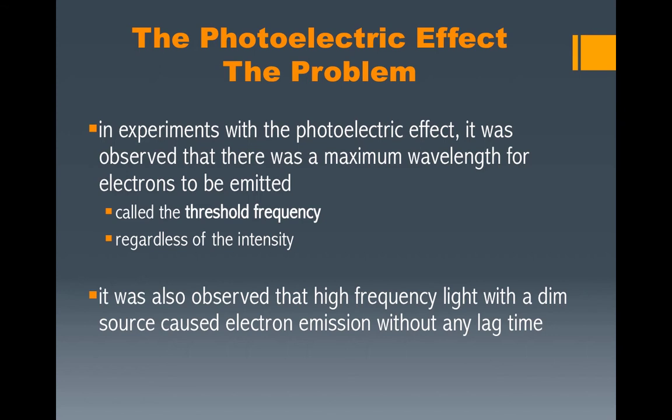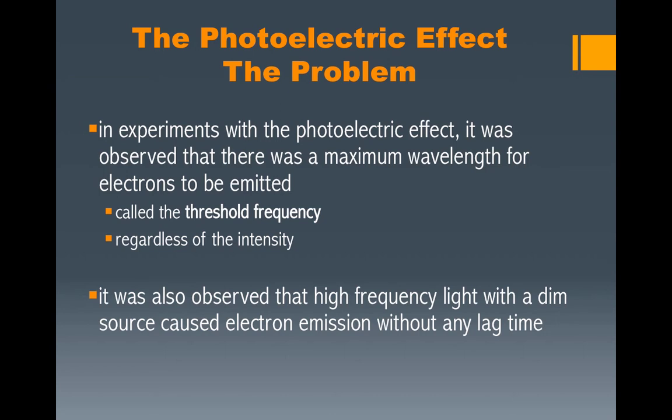In these experiments, scientists figured out there was a maximum wavelength for electrons to be emitted. Not all wavelengths, not all colors of light, will release these electrons. For example, red light will not do this. We call this the threshold frequency. That is kind of the point where electrons will no longer be released. It doesn't matter the intensity or the brightness. We can have a very bright red light. It's just not carrying enough frequency to break the bond between the electron and the nucleus.